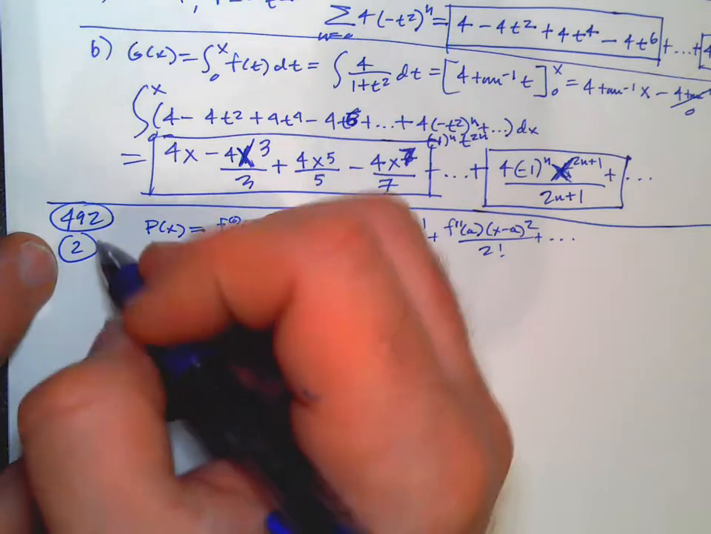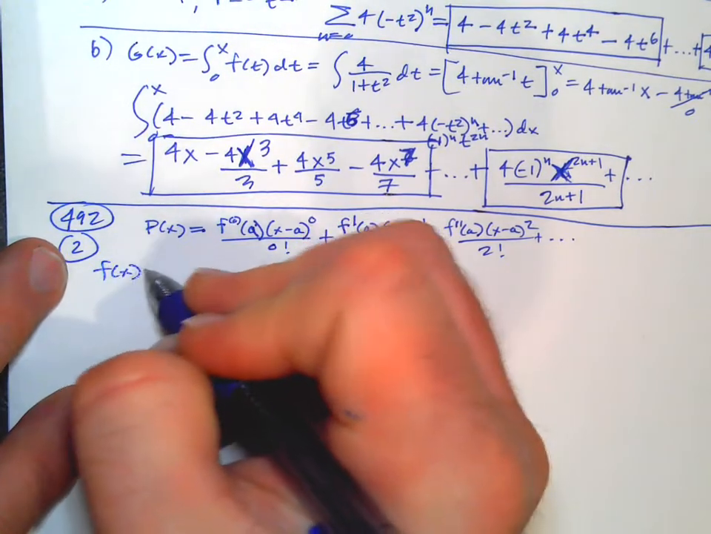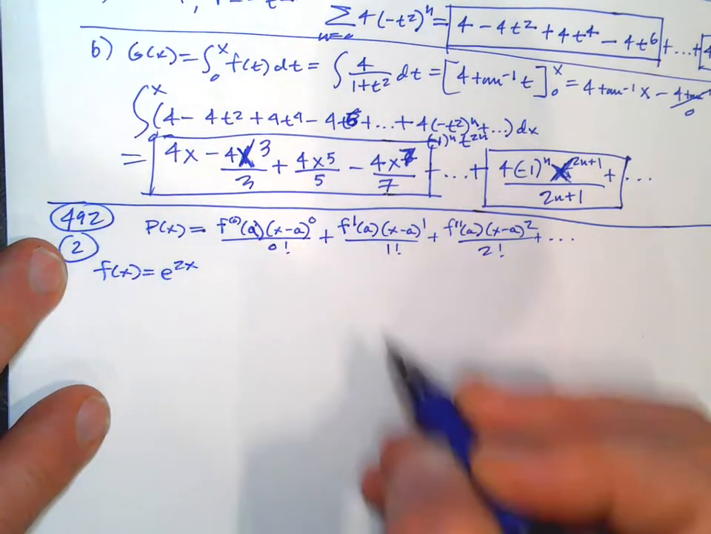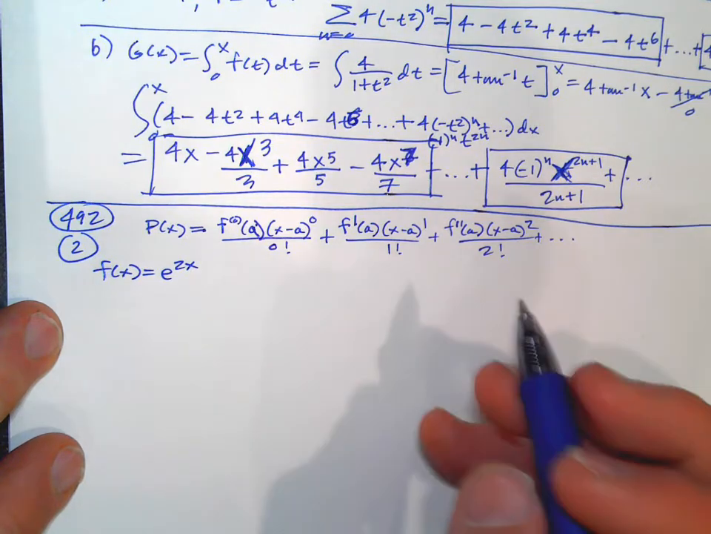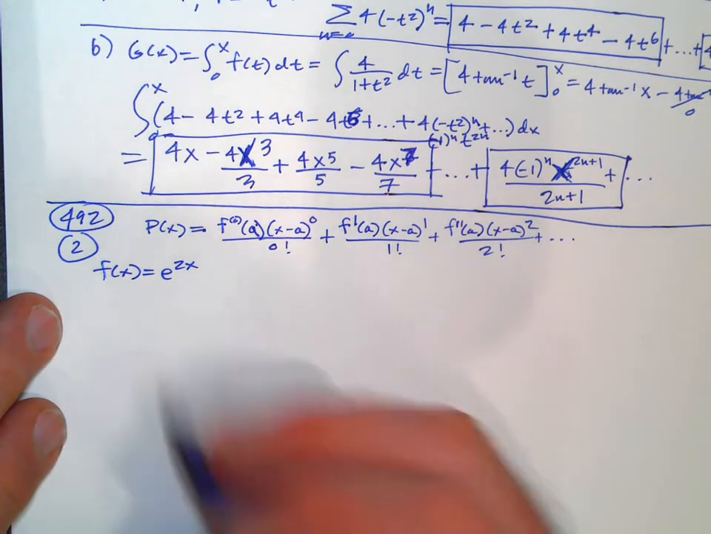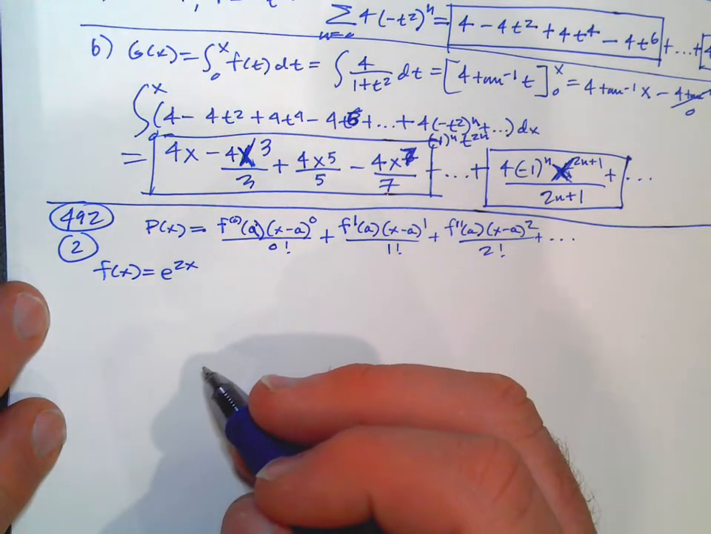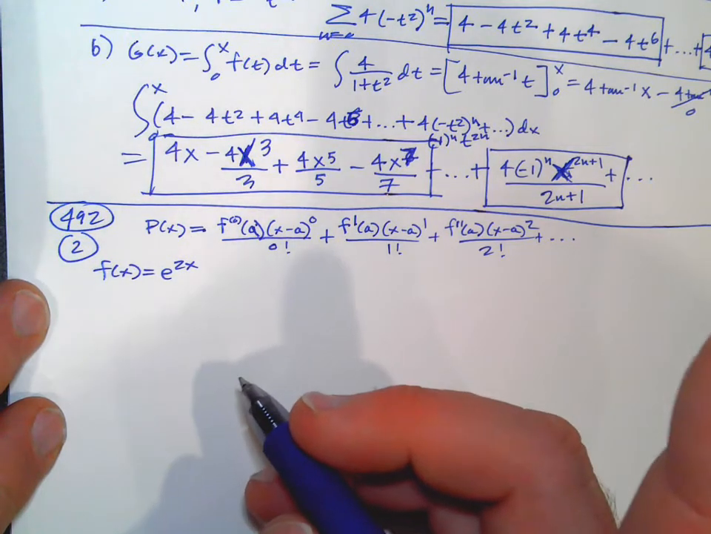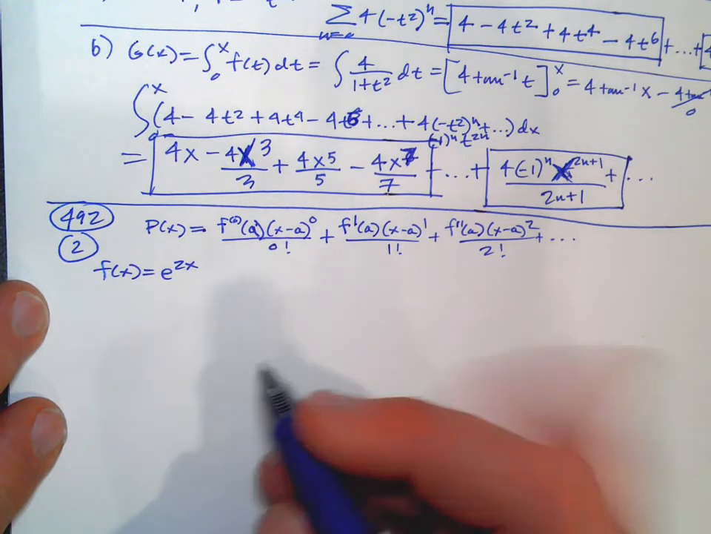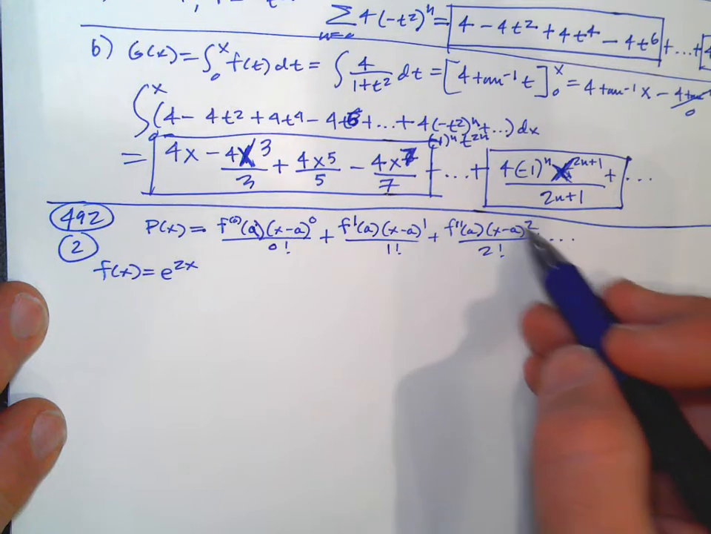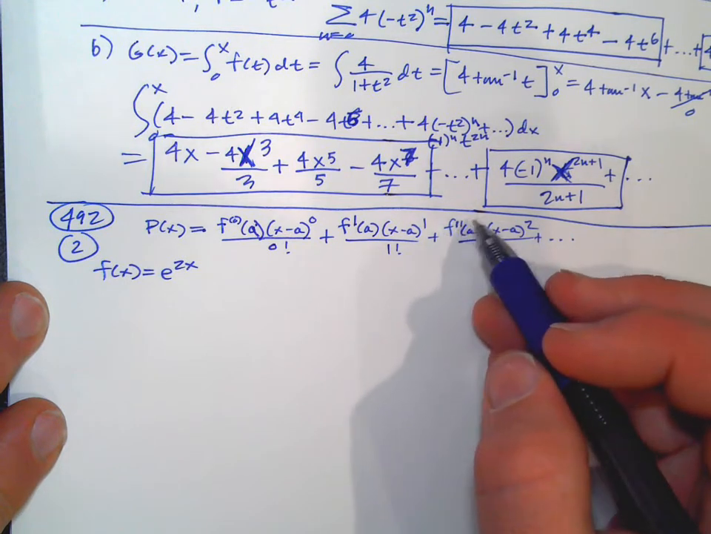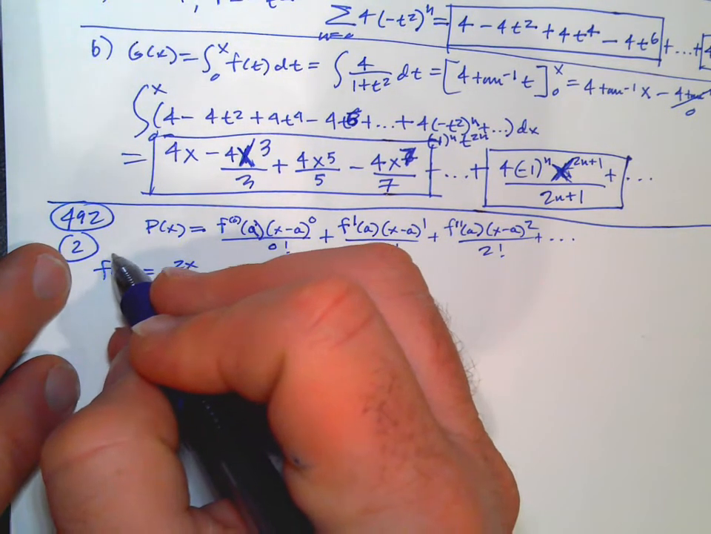So for number 2, they give you f of x equals e to the 2x. The first thing we do, we did this in the notes, we need to take all the derivatives to make sure we get fourth order. That's fourth degree, which means you need the fourth derivative. So the original function, which is like the 0th derivative, is that.